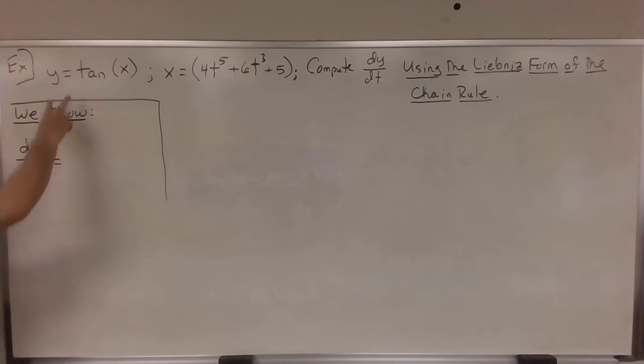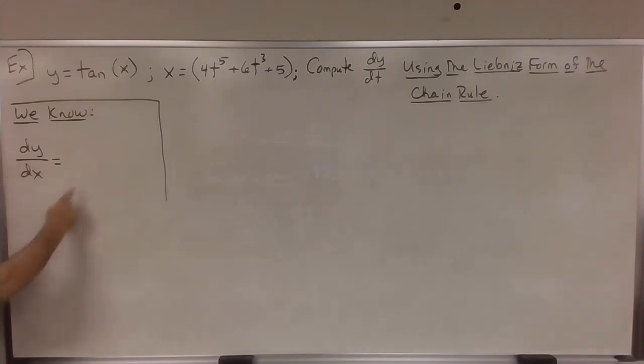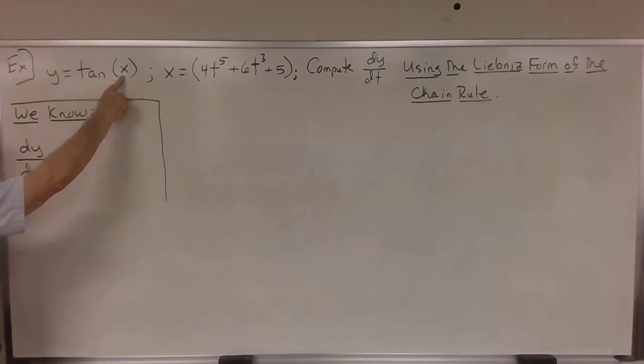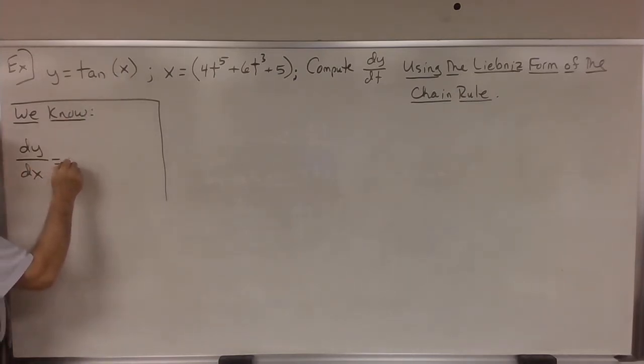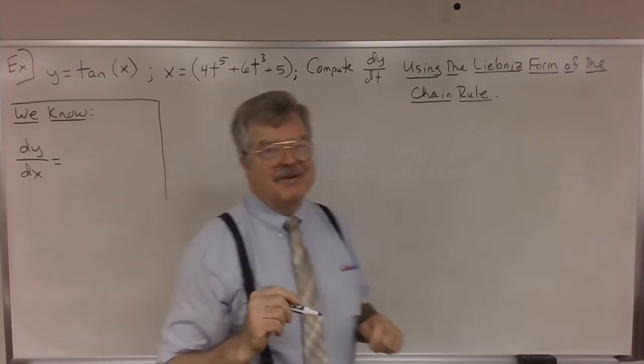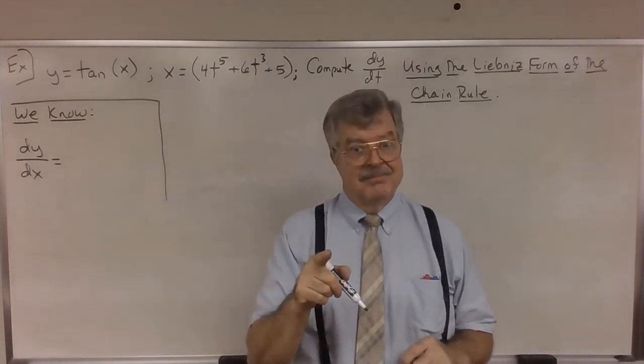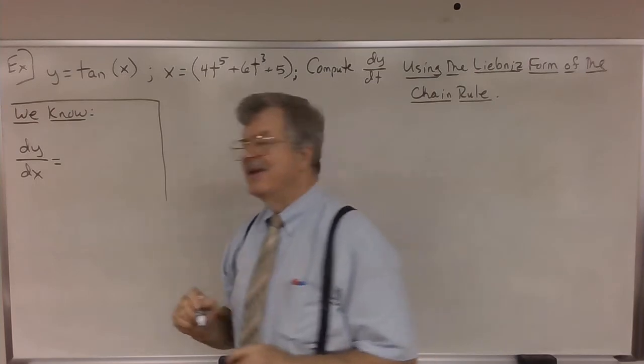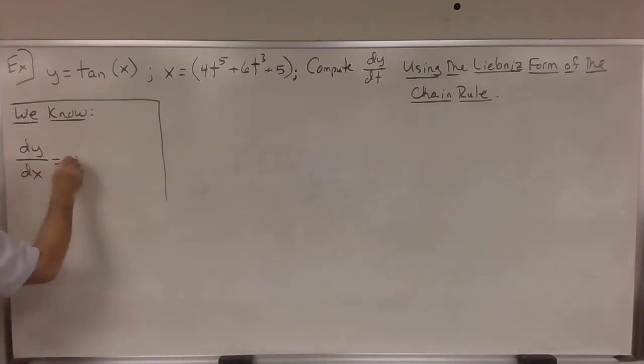And here's how we do it. We just compute the derivative of both sides of this equation as a function of x. The derivative of y as a function of x is dy/dx. The derivative of tangent x as a function of x is, what's the derivative of tangent x as a function of x? It's one of those trig derivatives we should know. Secant squared x, there we go. Secant squared x.